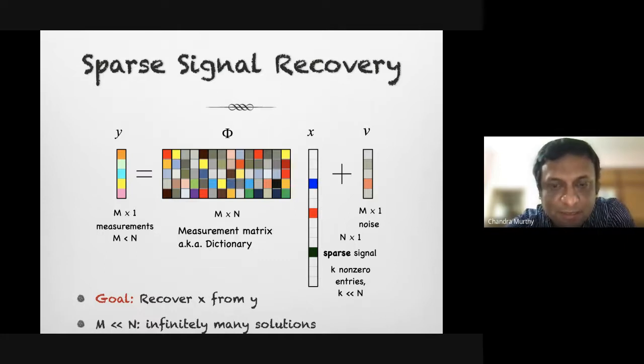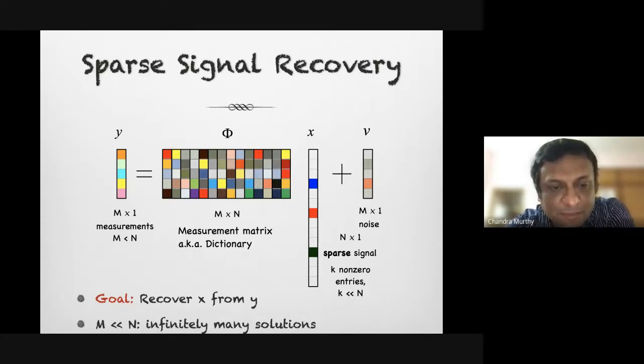Now, if I take any other vector x prime lying in this null space and add it to this x that I have found, then this vector x plus x prime is a new vector. But if I do phi times x plus x prime, that is the same as phi times x plus phi times x prime. And phi times x prime is 0 because x prime is in the null space of phi. And so phi times x plus x prime is the same as phi times x, which is equal to y. So x plus x prime also explains your observations y as well as x itself does. So unless you impose some structure on this vector x, there is no way to find a unique solution to this problem of recovering x from the observations y.